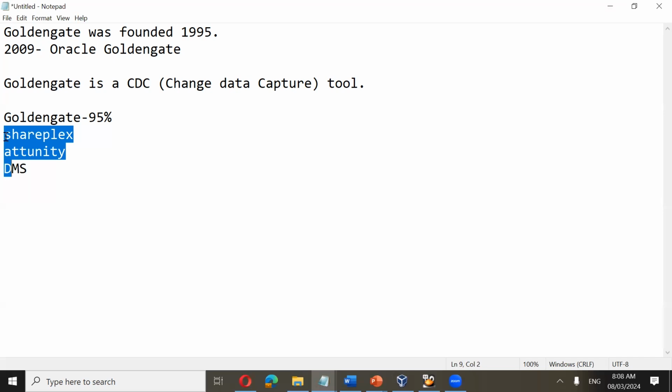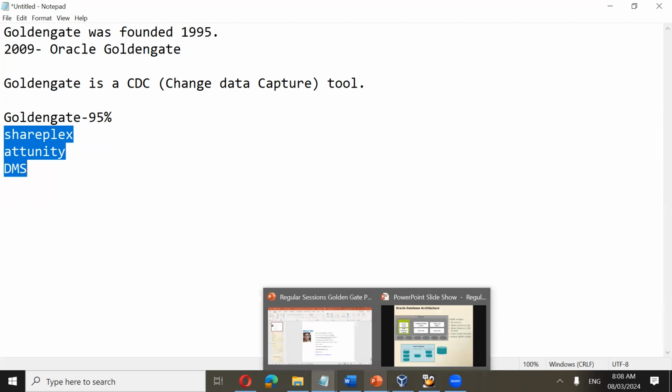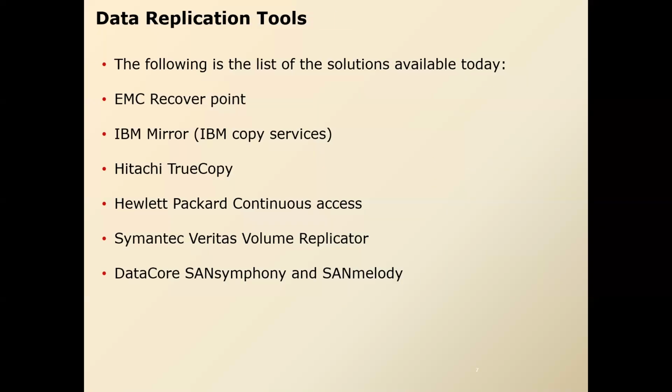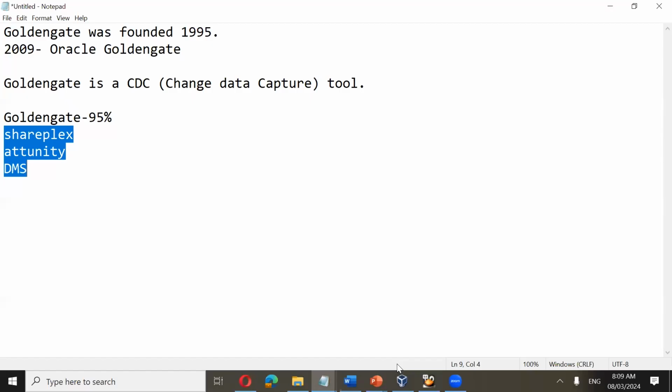You can add a few more competitors, as mentioned in this slide: EMC RecoverPoint, IBM Mirror, Hitachi TrueCopy. HP has its own product known as Continuous Access, then DataCore and Symphony. All of them together have a market share of 5%, and out of these 5%, I would say 3% is held by SharePlex and Attunity, 1% by DMS, and the remaining 1% by others.